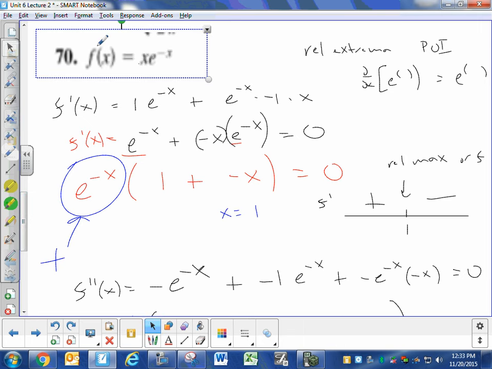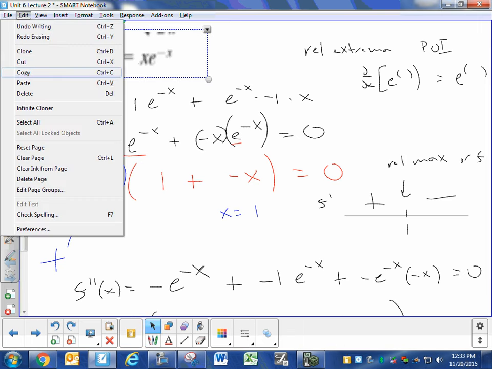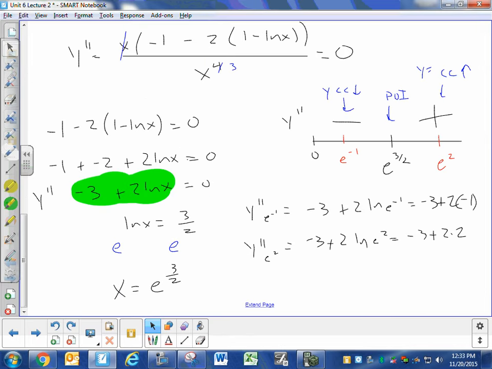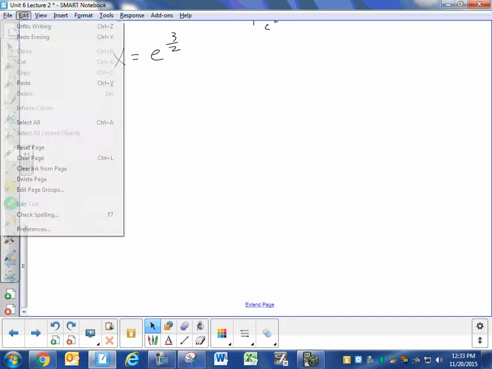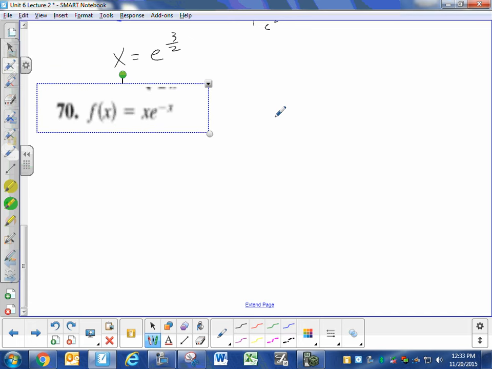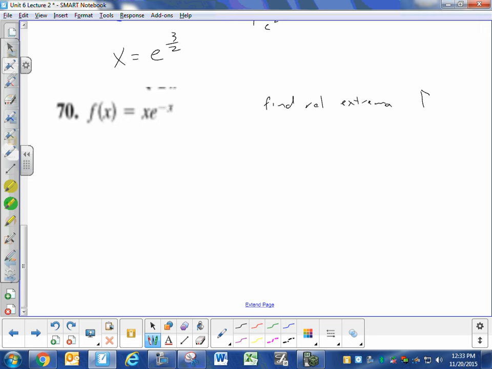So let's look at number 70 from the other section. Same problem. We're asked to find the relative extrema as well as the points of inflection. We have x e to the negative x. Well, same process. We're going to start by taking the derivative, setting it equal to 0 or seeing when it's undefined. Use the product rule here.